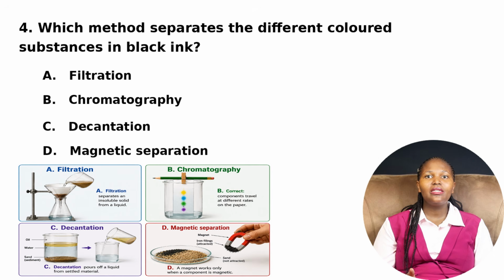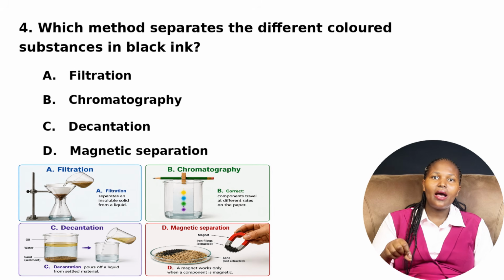Decantation pours off a liquid from settled material. Still in soil, if you have maybe clay, which is the one that settles very well in the water, we can use decantation. We can pour out the liquid from the settled material, and then through that method we are able to separate the two components.